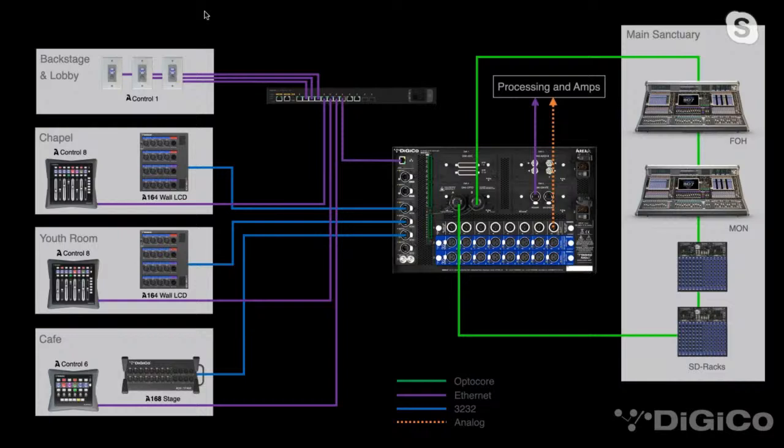We have an A-Control 8 in the chapel and the youth room. This is 8 motorized faders, and that's also connected via PoE+. And then we have a smaller, more portable compact unit that gives you multiple channels to control, called the A-Control 6, and that's in the cafe. All of this is wired together. Now that it's wired all together, we can actually take control of these mic pre's in the chapel, the youth room, and the cafe directly from the main sanctuary if we need to, and we can send audio in both directions.